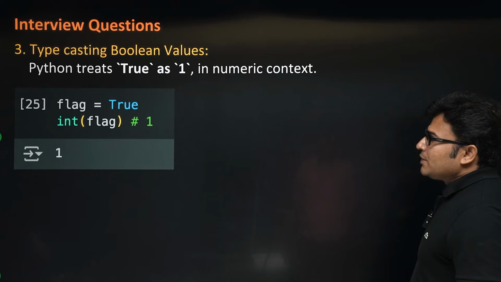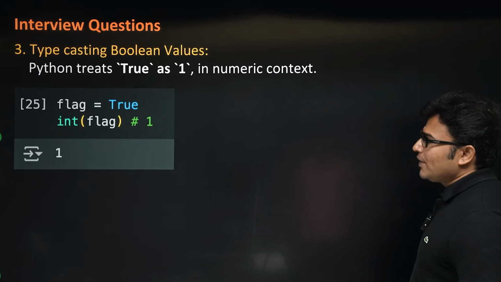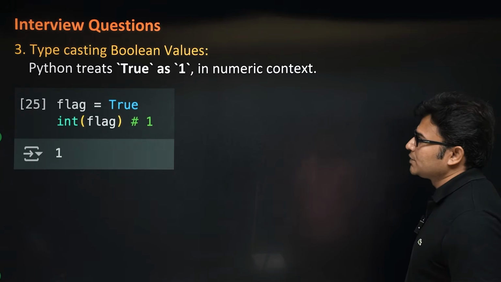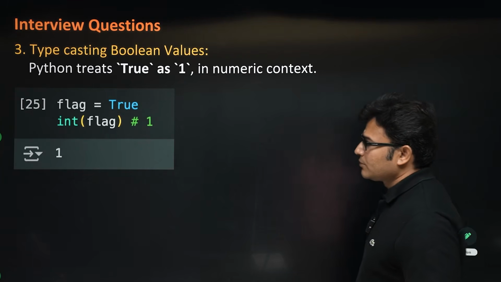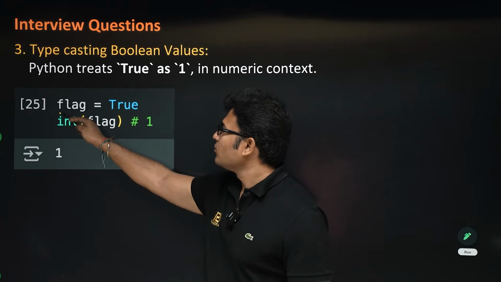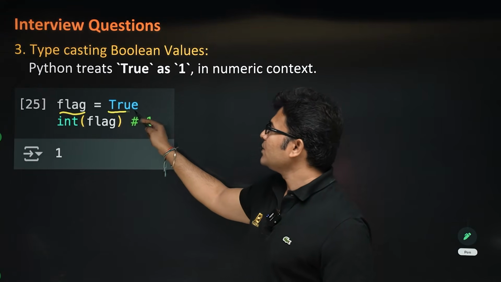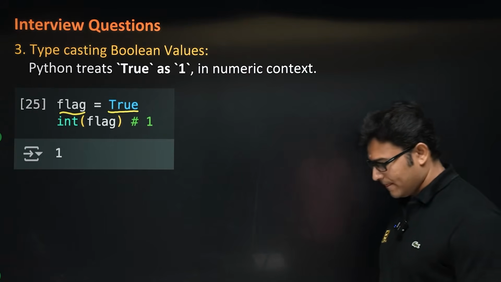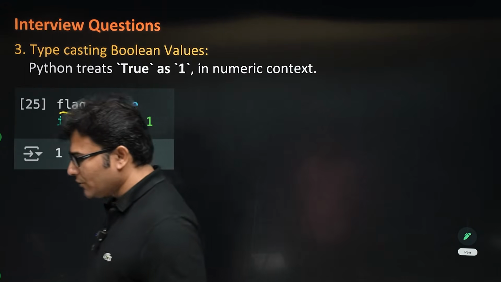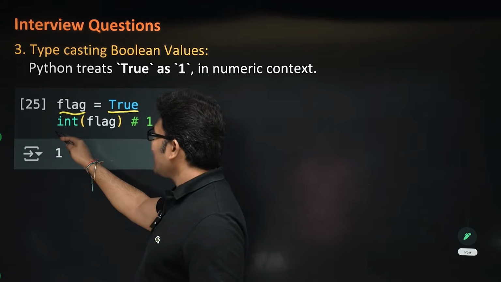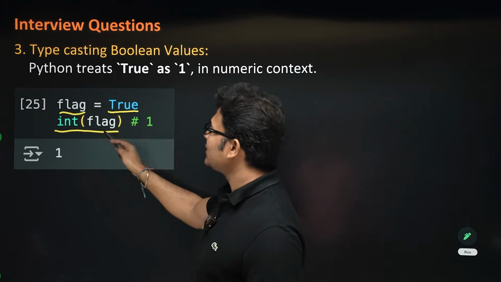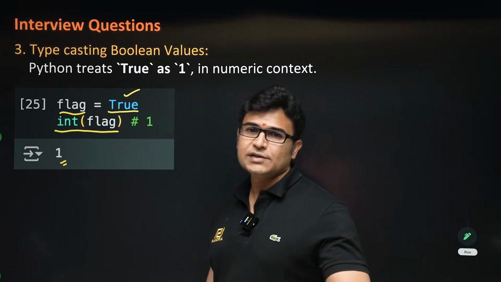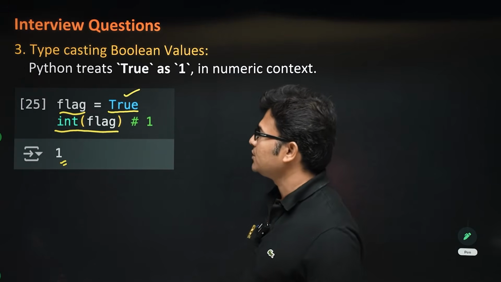and typecasting can be done even for Boolean values. So in Boolean values, true is always treated as 1 in the numerical context. Okay, so what does that mean? If there is a variable called flag, whose Boolean value is true, if I try to typecast it into an integer, the value of that will be 1, which means, simply put, true is equivalent to 1 even if it is converted to a number. That is simple words.